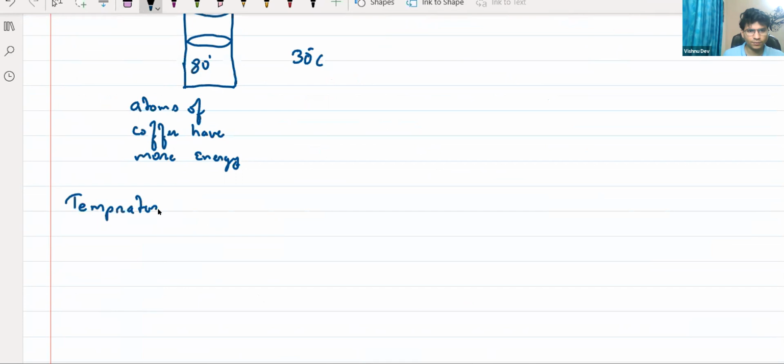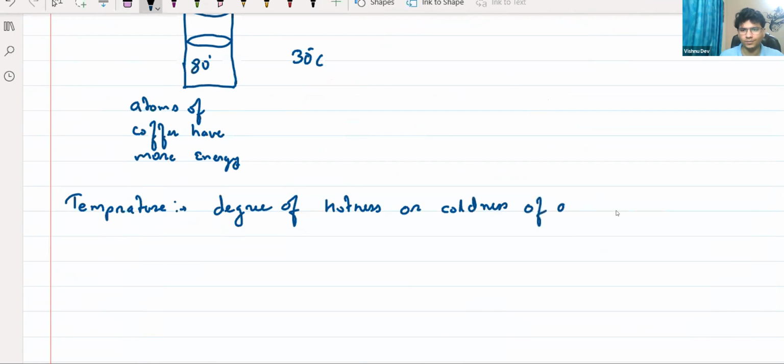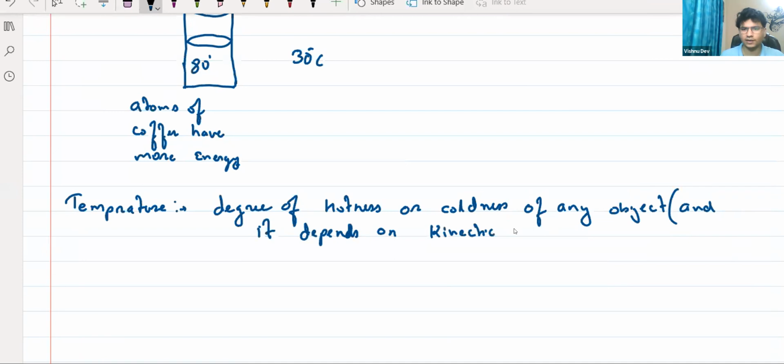So temperature is the degree of hotness or coldness of any object. This is extra; you should not write this in your school exam. And it depends on the kinetic energy of its atoms. Clear? Jia, clear?